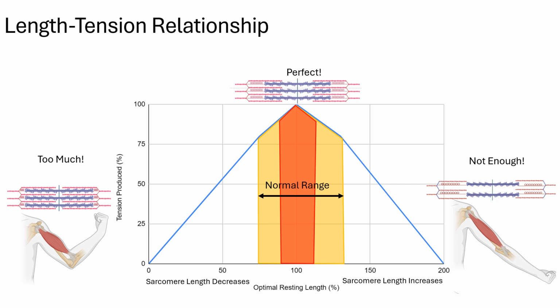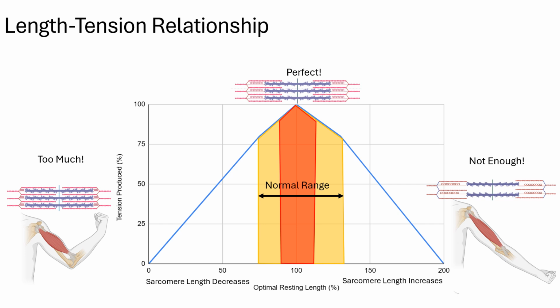So technically, I don't want to be on either side of this hill. I want to be on the absolute top of it. I want my muscles to be at the perfect resting length that allows them to create the most tension possible. And that's at 100%. But I do realize that my muscles can be smaller or larger than 100% and still create tension. They just don't create as much tension.